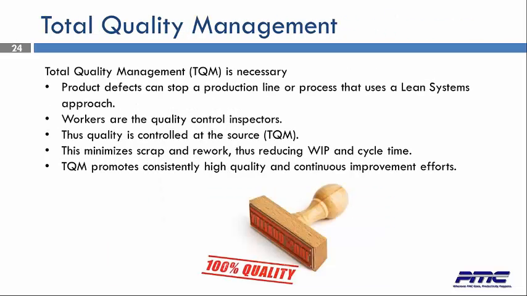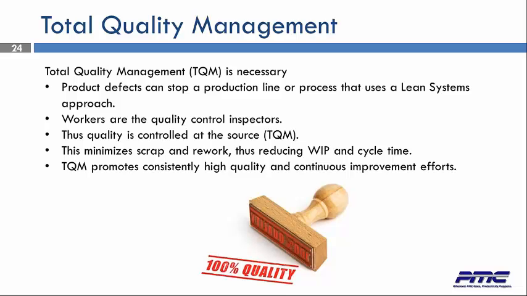Another important aspect of having a lean system is having total quality management. Total quality management is necessary because defective products can stop a production line or process that uses a lean system approach. You don't have buffers, there are small lot sizes, and there is single piece flow in a lean system. One defective product could stop the entire line.